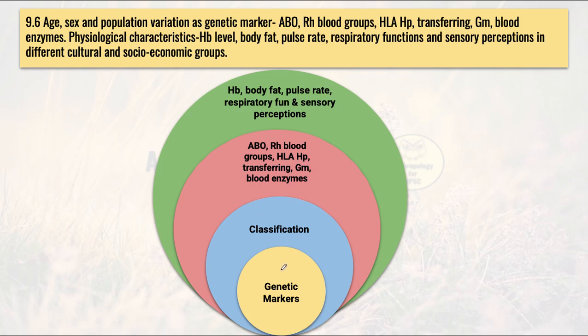As you can see, firstly we have discussed the genetic markers and their classification, all of this is done in that particular video. Then the ABO blood group, and in this video we are going to cover the RH blood group, and the upcoming videos will cater to HLA, transferrin, GM, blood enzymes, etc. And then we'll move to this particular section. All right, I hope the structure and the videos are clear to you. Now let us start with the RH blood group.